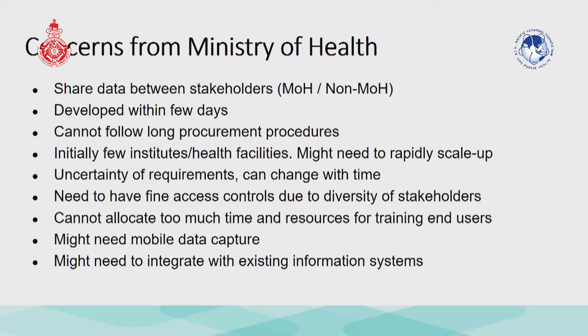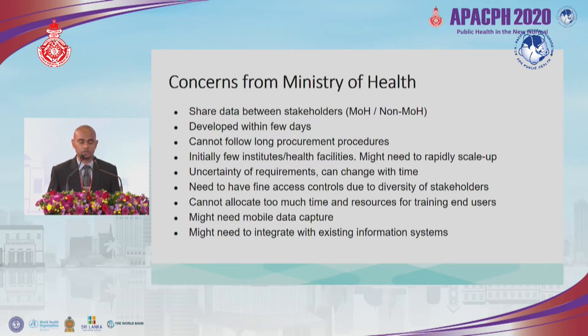And then again, initially, we wanted to establish the system in a few institutes in the Ministry of Health. And as the disease progressed and we got more requirements, we needed to scale it up nationally, across so many organizations within the Ministry of Health. And of course, the most certain thing about the pandemic is the uncertainty. So it affected our information domain as well, because there was a lot of uncertainty. We did not know how to prepare a system requirement specification document initially, because the system requirements were keeping on changing.